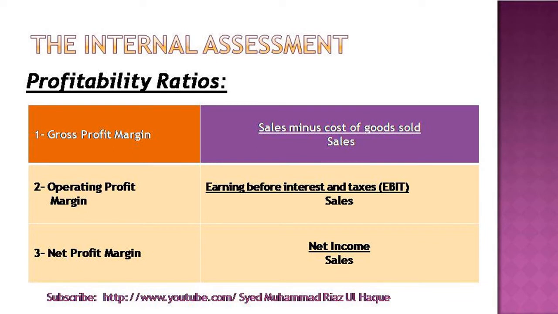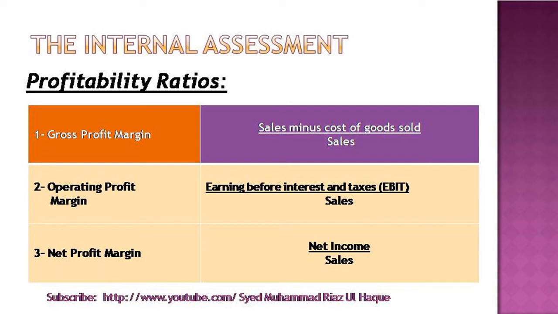So let's talk about profitability ratios. In profitability ratios, we have number one, the gross margin ratio. The gross profit margin you can calculate as sales minus cost of goods sold divided by sales, and it measures the total margin available to cover operating expenses and yield a profit.